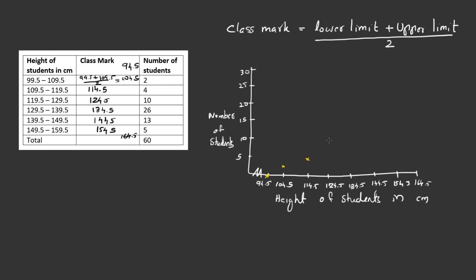For 124.5 the number of students is 10. For 134.5 the number of students is 26. For 144.5 the number of students is 13. For 154.5 the number of students is 5. And I can mark 164.5 at a 0 number. Now joining these points, I will get the frequency polygon.